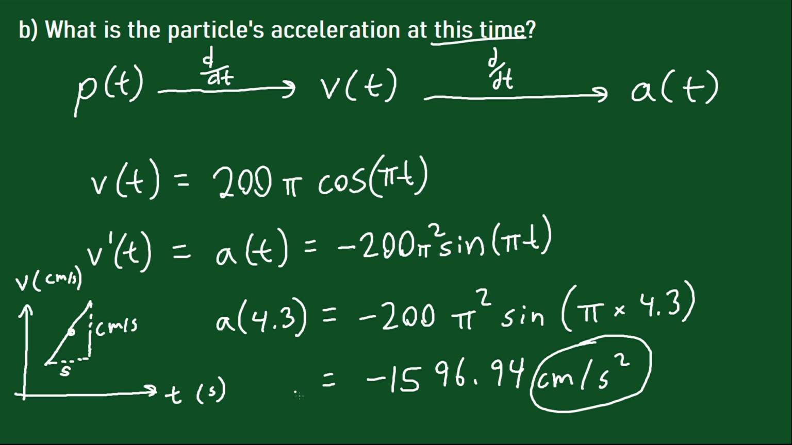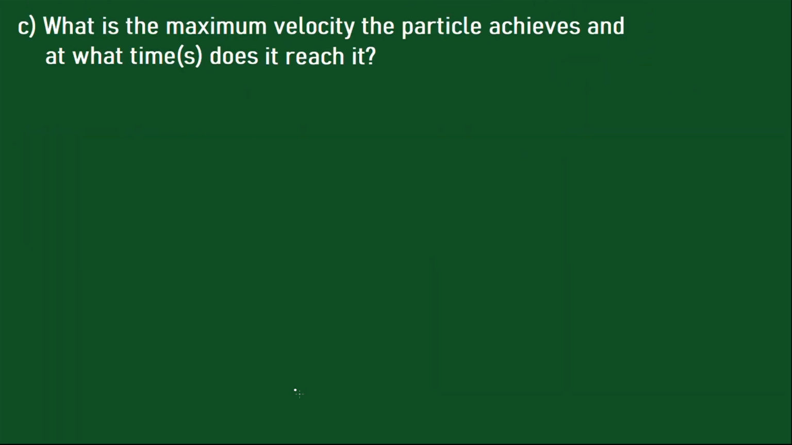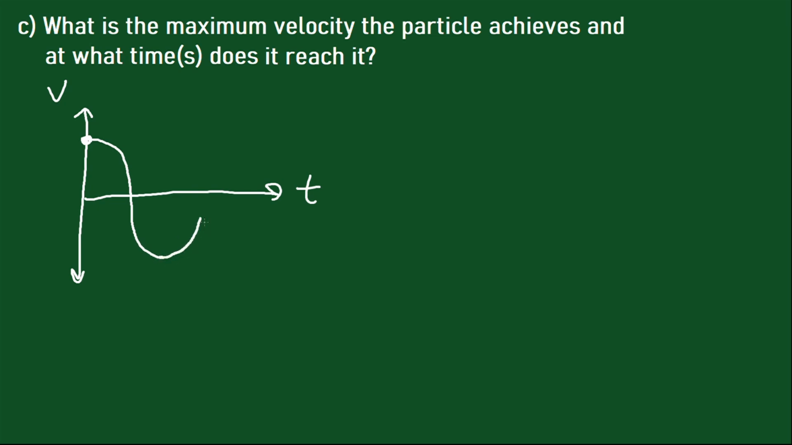Hopefully that makes sense. Let's move on to question C. What is the maximum velocity the particle achieves, and at what times does it reach it? Well, let's think about what our velocity time graph looks like. I'll just do a very rough sketch. So you have your time, you have your velocity, and it starts at the top and comes down, goes to the bottom, and then comes back up like this.